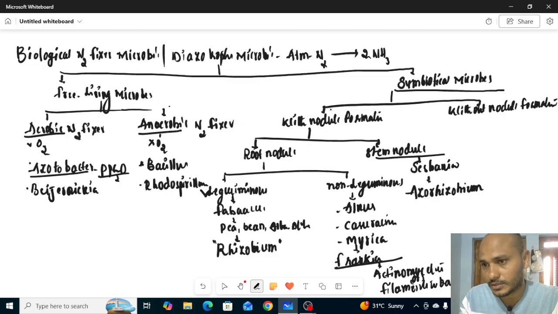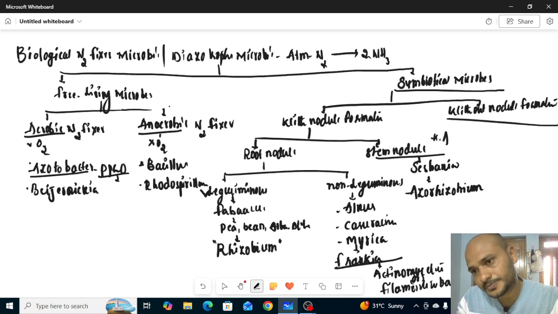Now coming to without nodule formation, which means there is no formation of any kind of nodules. Still the microbes can symbiotically associate. For example, there is one bryophyte plant called Anthoceros. Anthoceros is a bryophyte plant in which a blue-green alga or cyanobacterium can be symbiotically associated. The blue-green alga is Nostoc. So Nostoc is a microbe symbiotically associated with the bryophyte Anthoceros, without nodule formation.